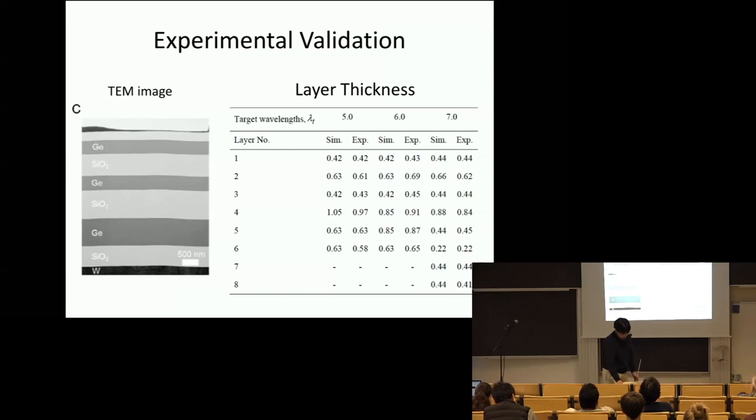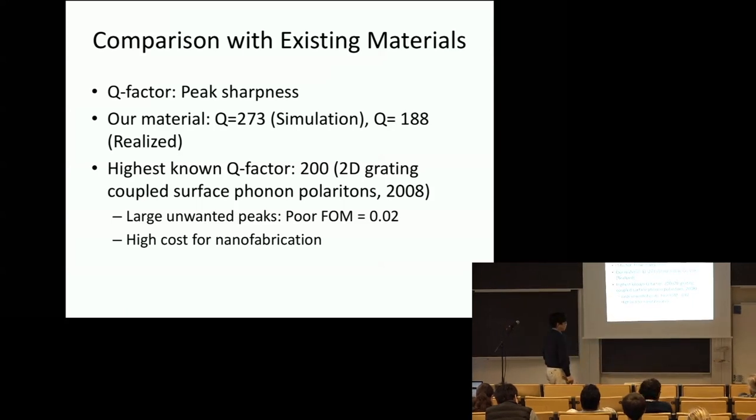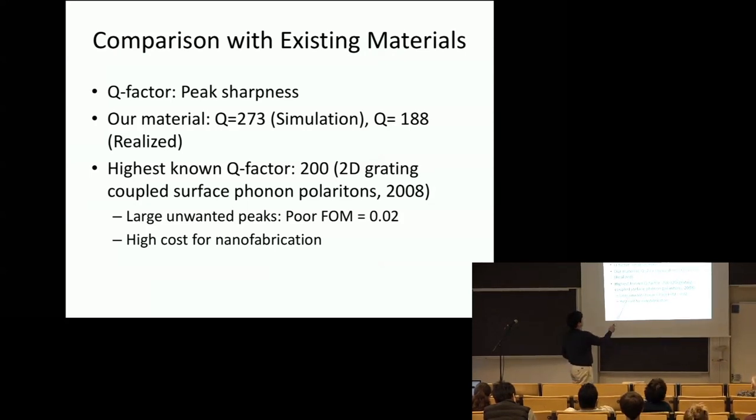And the comparison with existing materials: Q factor is one way of evaluating this kind of material, and essentially this evaluates peak sharpness. Our material achieved a Q of 273 for simulation and 188 for the realized one. The highest known Q factor for this kind of material is about 200, and it's achieved by a 2D grating, coupled surface phonon polaritons.